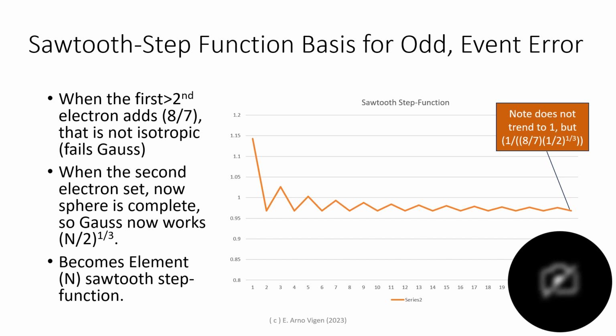So for n divided by 2, you can use 4/3 pi r cubed as the volume, and apply Gauss and get the second step. But that's then bringing your average down, up, down, up, down, up. And this is how it works. It's the combination of 8/7 and 1/2 to the 1/3. And it becomes the sawtooth step function that we see in many thermodynamic, electronegativity, and other chemical calculations.